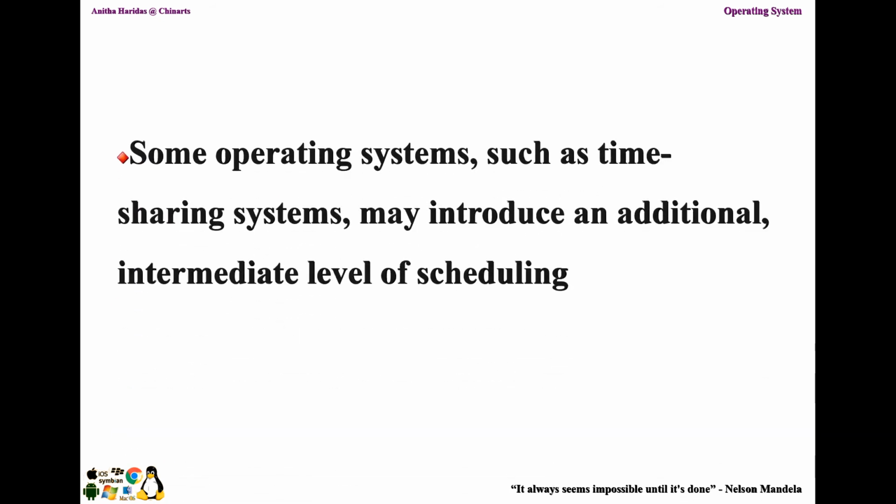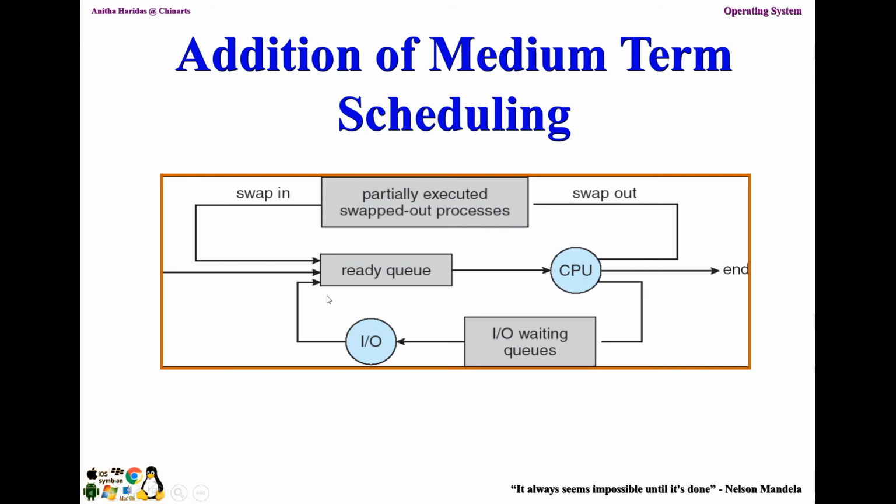Now if you take some operating systems such as a time sharing system, it will introduce an additional intermediate level of scheduling, which is known as the medium term scheduler, right? So some operating systems will use the medium term scheduler also, and this is how it goes. The addition of medium term scheduling will be done using this. You have the CPU, you have the input output wait queue, then the input output device, the ready queue, etc. Apart from that, the partially executed swapped out processes, right? So that will be stored in a separate queue which will be managed by the medium term scheduling.